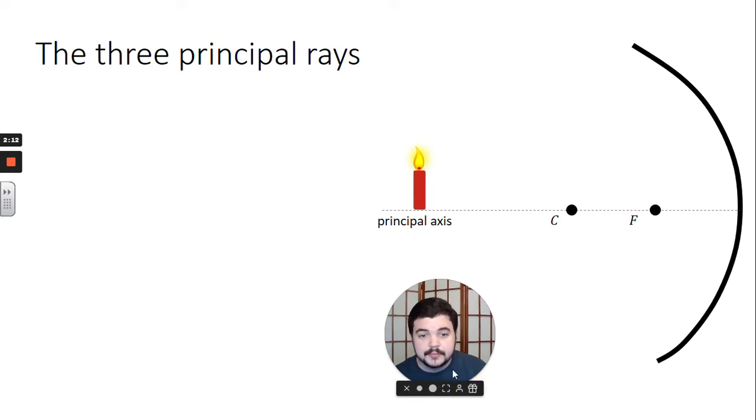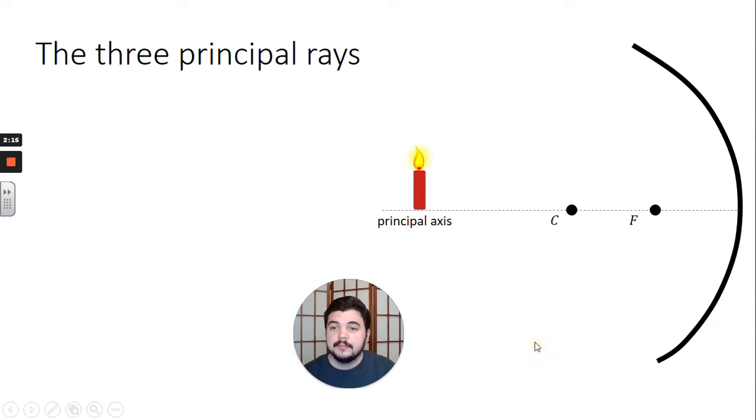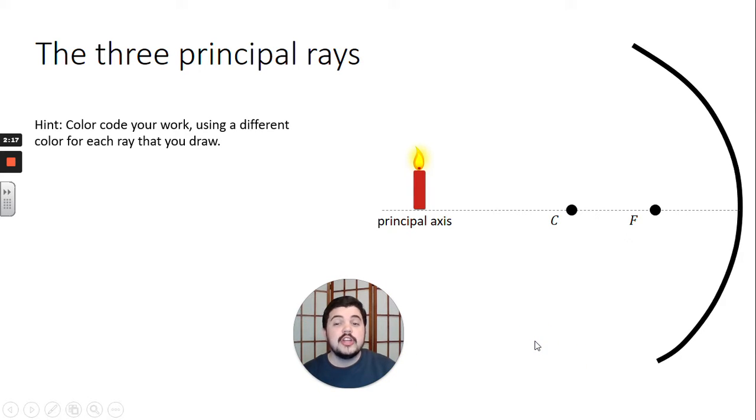Let's talk about the ray diagrams we're drawing. And I encourage you to color code your work. Of course, all of the light rays leaving this candle are going to have that orangish, yellowish flame color. But use a different color for each light ray that you draw, and that will help you keep your diagrams a little bit easier to read. So I'll be color coding. I encourage you to do the same.